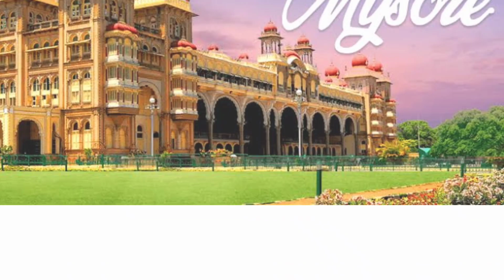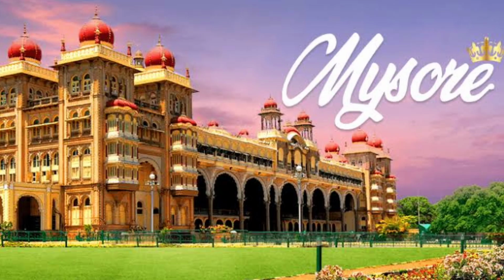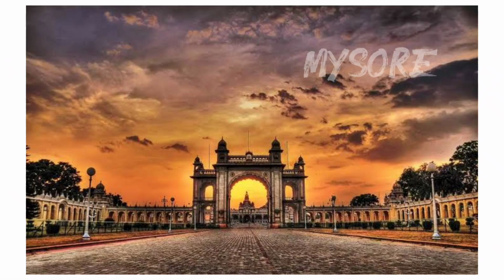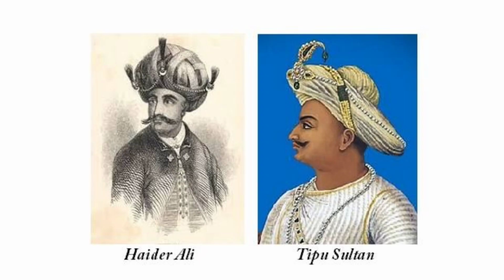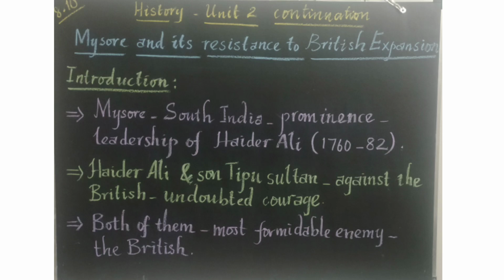We are seeing history lesson 2, From Trade to Territory. In this part we are going to learn about Mysore and its resistance to British expansion. Have you heard about Mysore, which was ruled by Hyder Ali and followed by his son Tipu Sultan? Both of them were a formidable enemy to the English people. So in Indian history, the role of Hyder Ali and Tipu Sultan was very important. Let us learn about them.